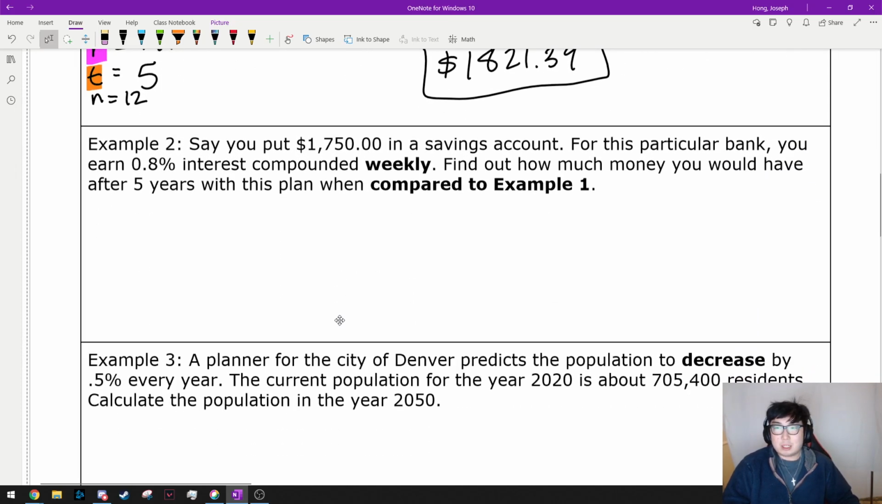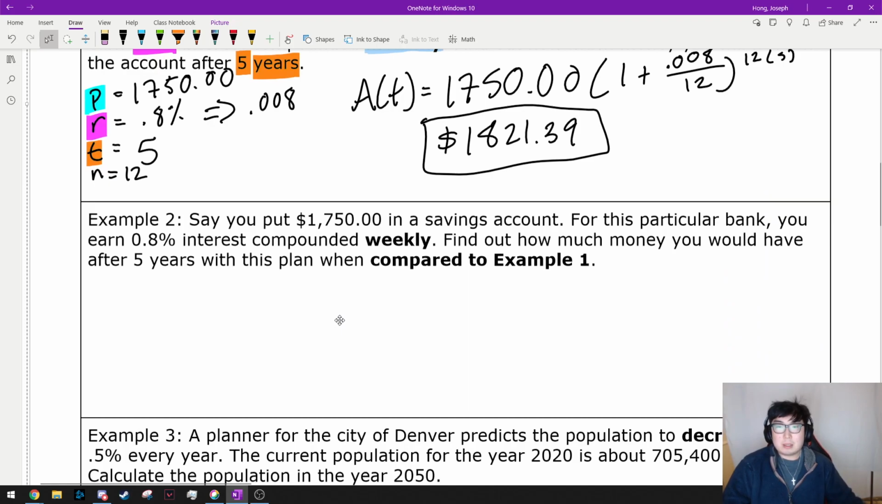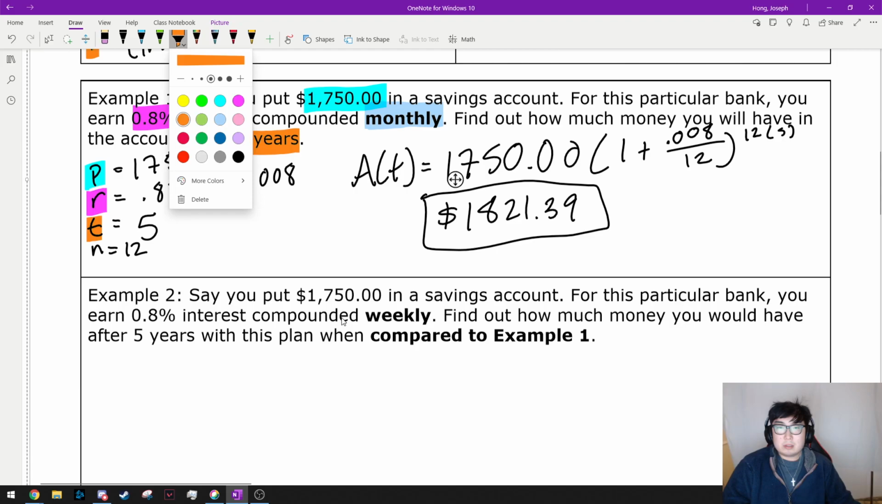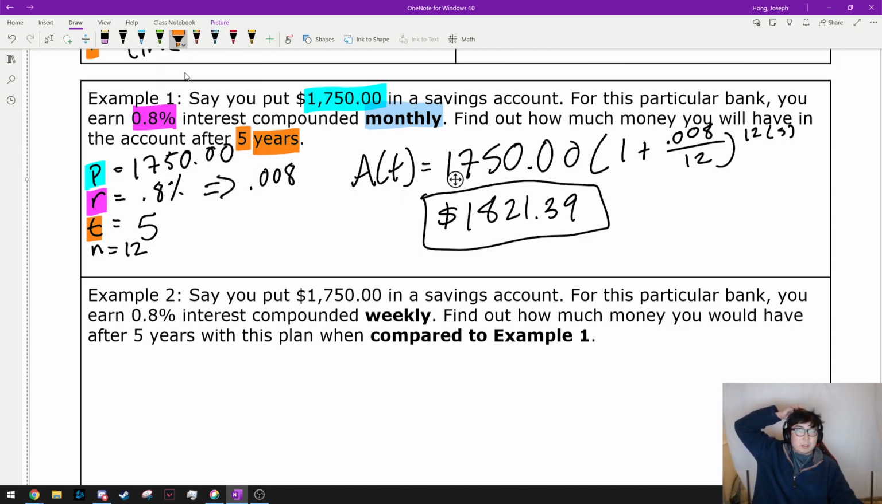So example 2, now we're going to be doing the same numbers. So let's read this question. Example 2. Say that you put $1,750 in a savings account. For this particular bank, you earn the same interest rate, which is 0.8%, but instead it's compounded weekly. So how much money will you make after 5 years with the plan compared to example 1?